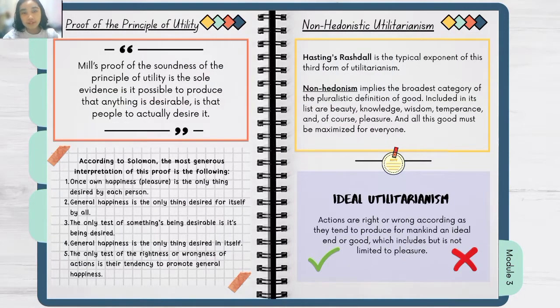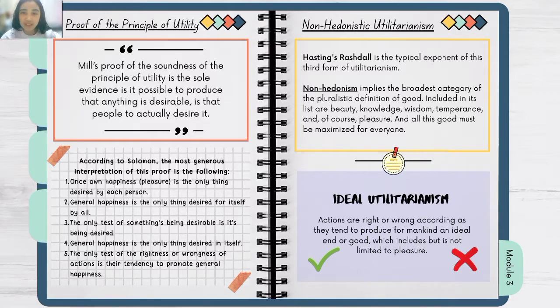The continuation of Module 3, Proof of the Principle of Utility. Mill's proof of the soundness of the principle of utility is the sole evidence. Is it possible to prove that anything is desirable? Is it that people actually desire it? For example, no general reason can be given why happiness is desirable, except that each person, so far as he believes it to be attainable, desires his own happiness.